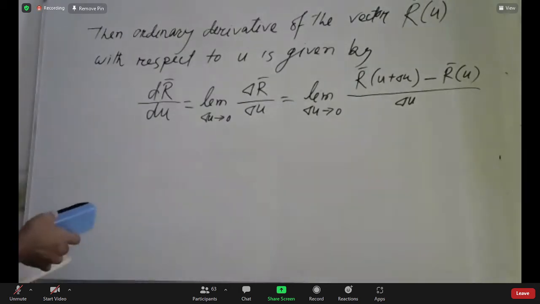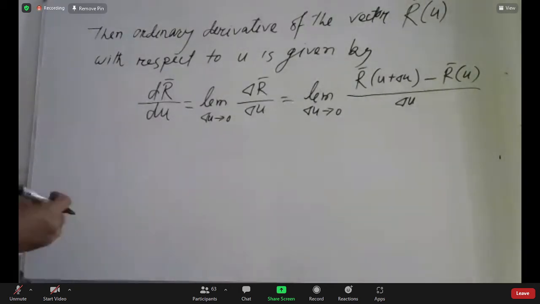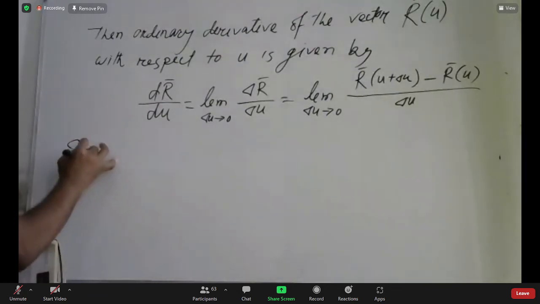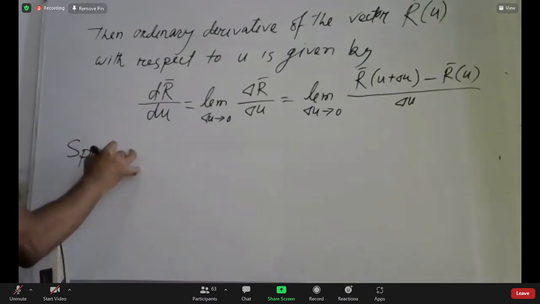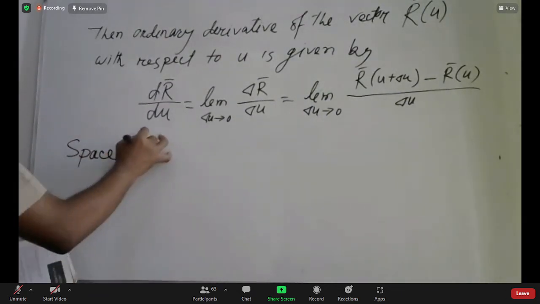Can I rub it? Okay, now I am writing another thing, another definition: space curve.